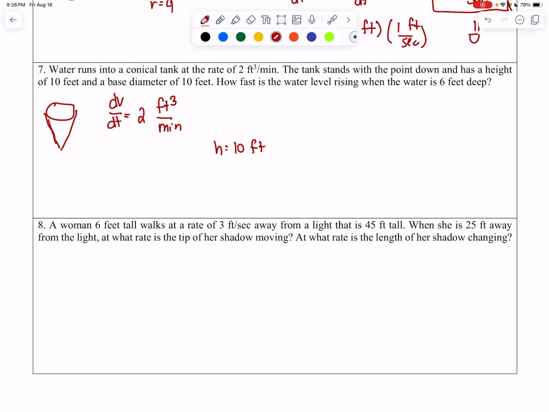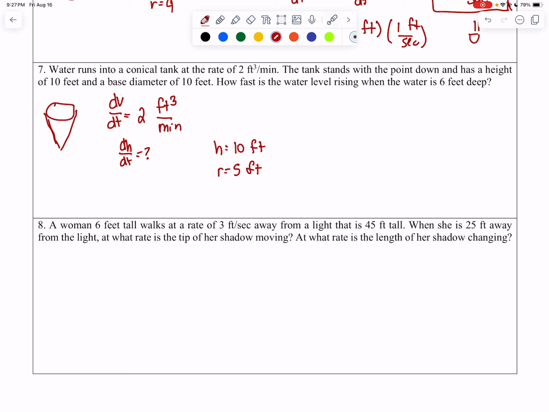Now, think about the volume of a cone. Remember that the volume of a cone is in terms of R. So what I am going to do is say that R is 5 feet here. Okay, it's asking us how fast is the water level rising when the water is 6 feet deep. So we want to figure out what dH/dt is when my water is 6 feet deep.